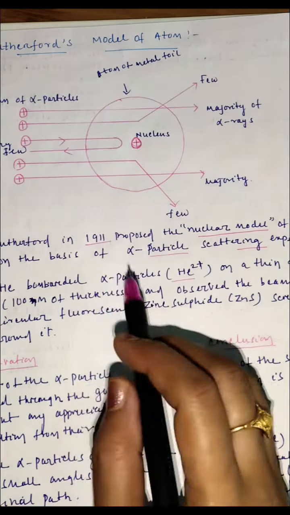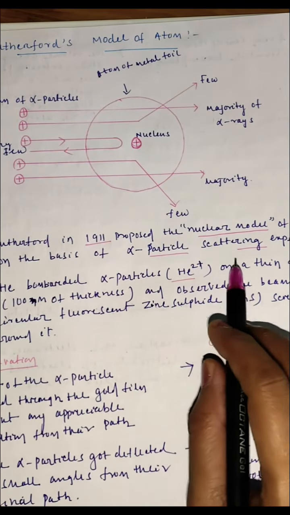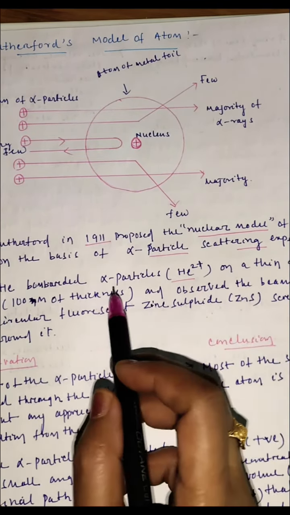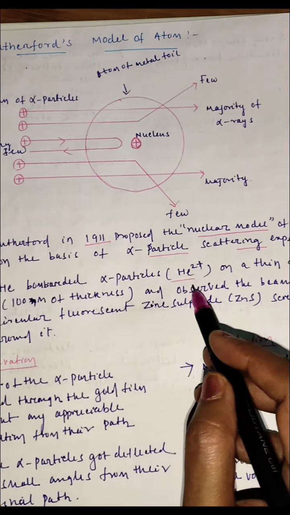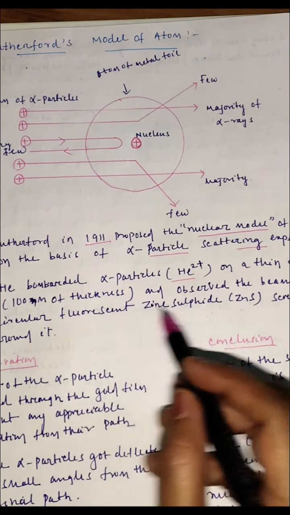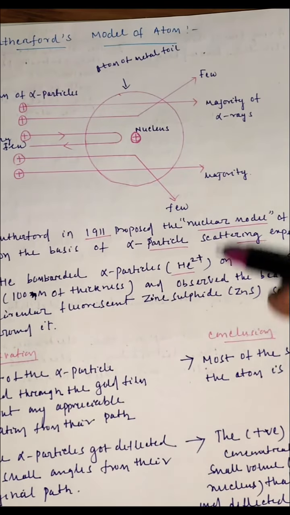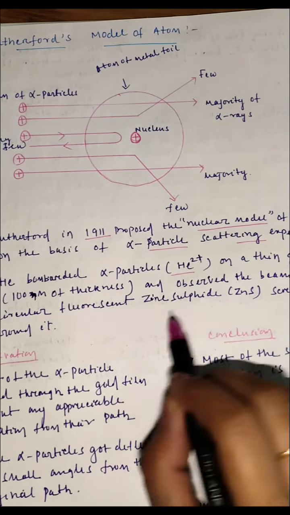Rutherford's model of the atom. This is a diagram. Rutherford in 1911 proposed a nuclear model of the atom on the basis of the alpha particle scattering experiment. Now he bombarded alpha particles, which are doubly charged helium particles, on a thin gold foil about 100 nanometers thick, and he observed the beams on a circular fluorescent screen, that means a zinc sulfide screen around it.